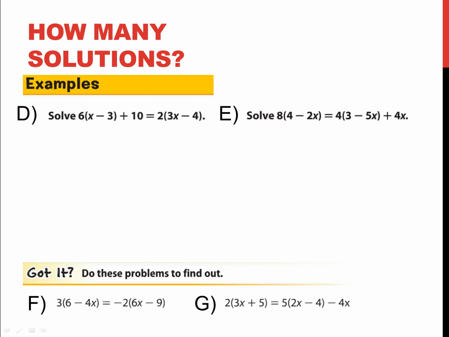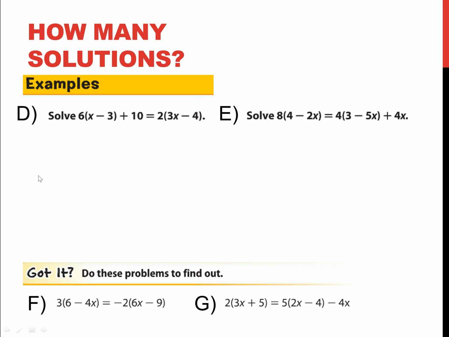All right, so let's take a look at how this looks in practice. Example D says to solve 6(x - 3) + 10 = 2(3x - 4). 6 open parentheses x minus 3 close parentheses plus 10 equals 2 open parentheses 3x minus 4 close parentheses.